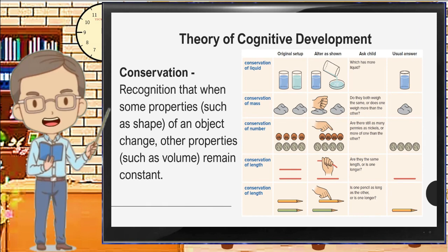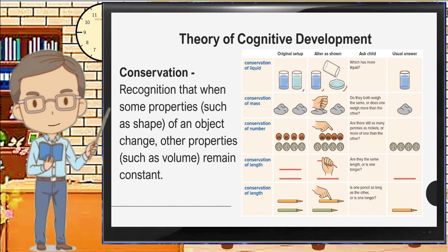So look at these containers. In this example, the liquid from the right container was transferred into a smaller, wider container. And then let's ask the child, which of the two has more liquid? Typically, the child will still choose the taller container because they think that if a container is taller, then it has more. But not necessarily. Okay? That's for conservation of liquid.